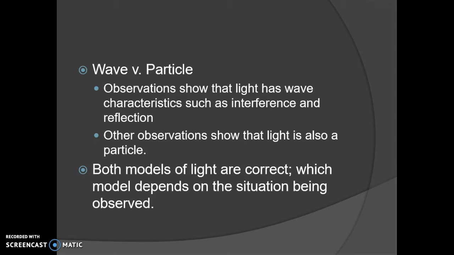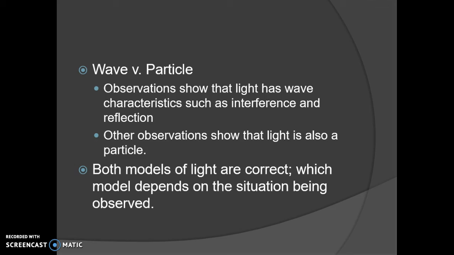Okay, so they've done observations and experiments to show that light has characteristics of waves such as interference and reflection. We've learned about those. Interference is where the two can cross over. You can have constructive or destructive, so it can amplify the light or make it go away. And then reflection is when it's bouncing off of a surface. It's not being absorbed.